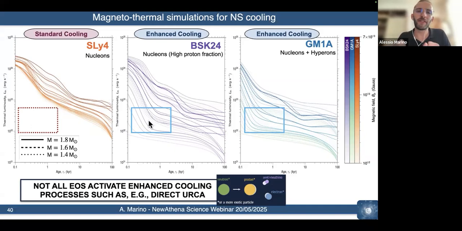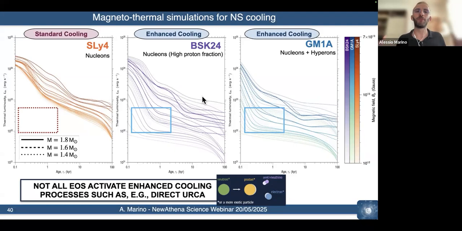So in other words, two equations of state are activating enhanced cooling, while one equation of state is only activating standard cooling. And again, this is because for these two equations of state, we can trigger processes like direct Urca, which makes our neutron star cool down much, much faster.